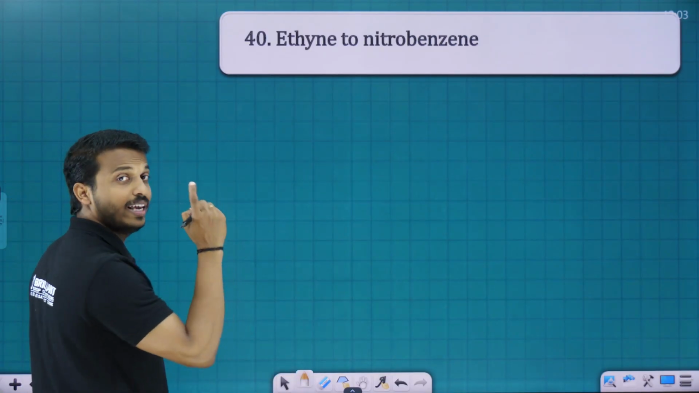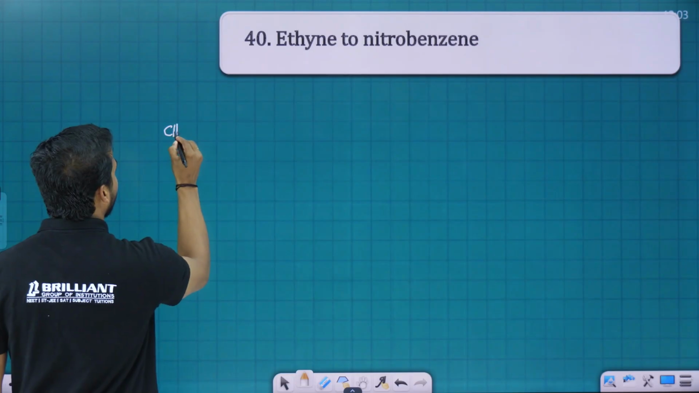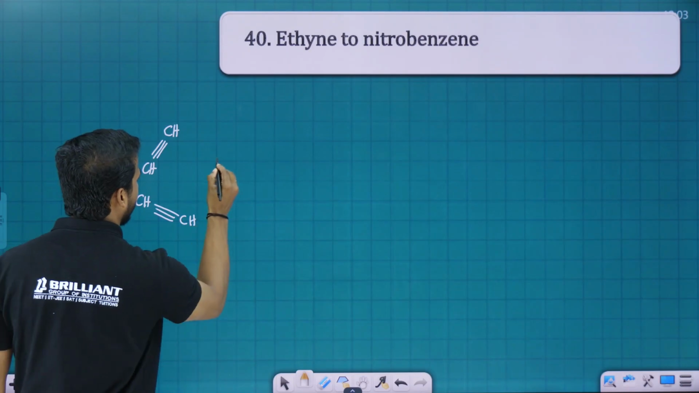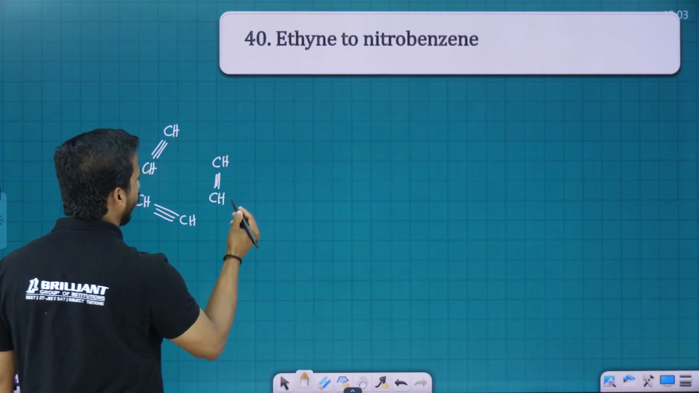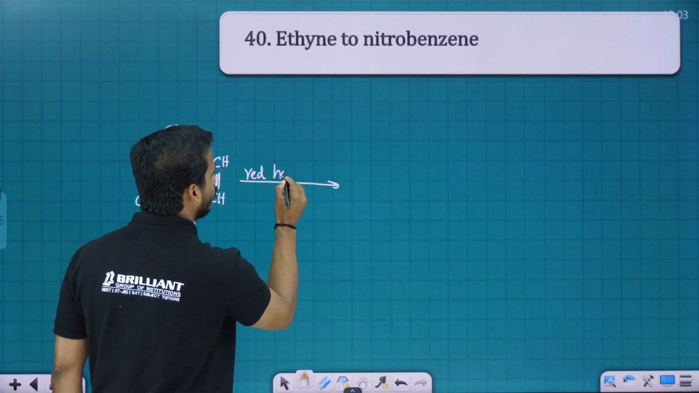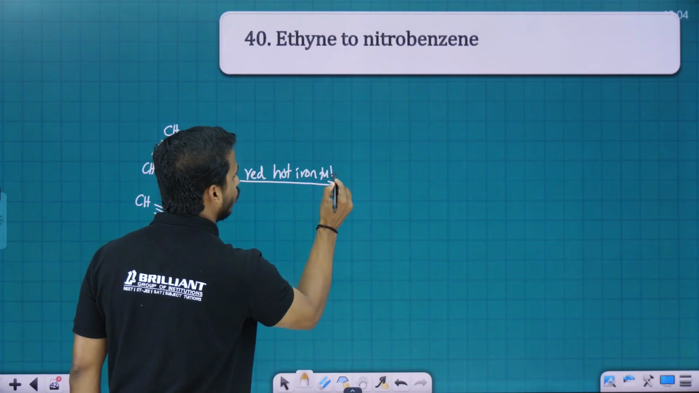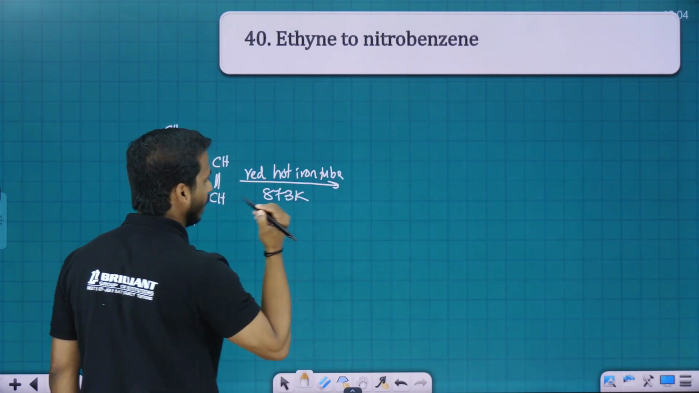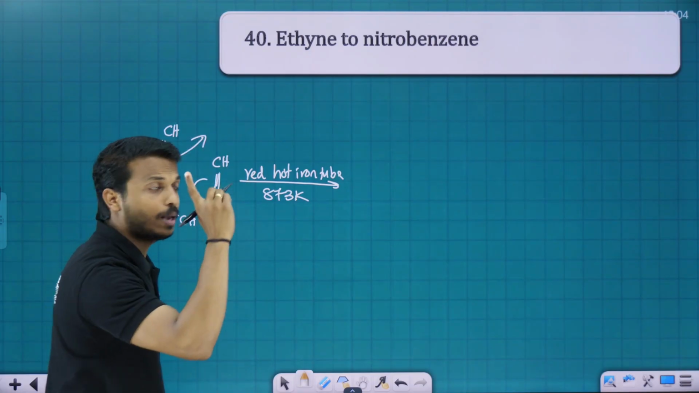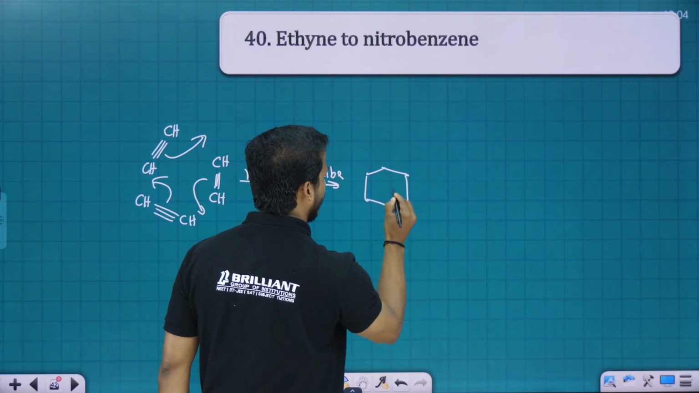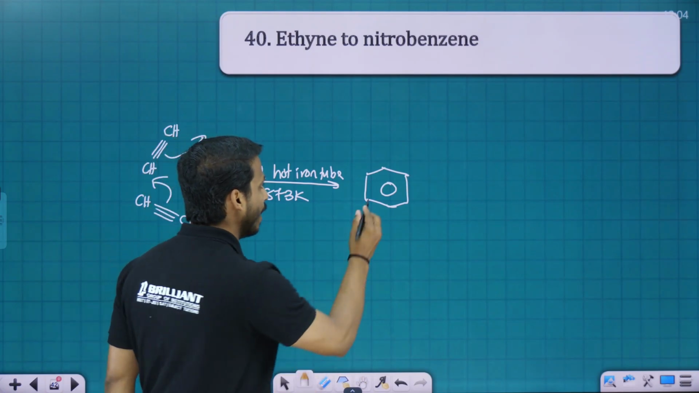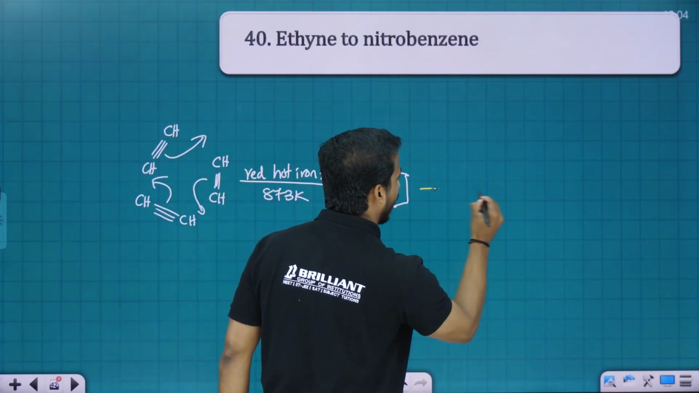How will you convert ethyne to nitrobenzene? My dear, let me do this process once again. I hope we already discussed this in the first part. This is our ethyne molecule. When three ethyne molecules pass through a red hot iron tube at 873 Kelvin, what happens? It undergoes cyclic polymerization. We get benzene. But we don't want benzene, we need nitrobenzene. Do nitration. Benzene on nitration gives nitrobenzene.